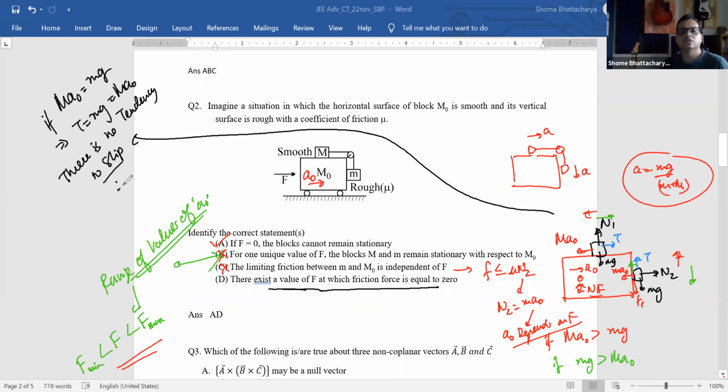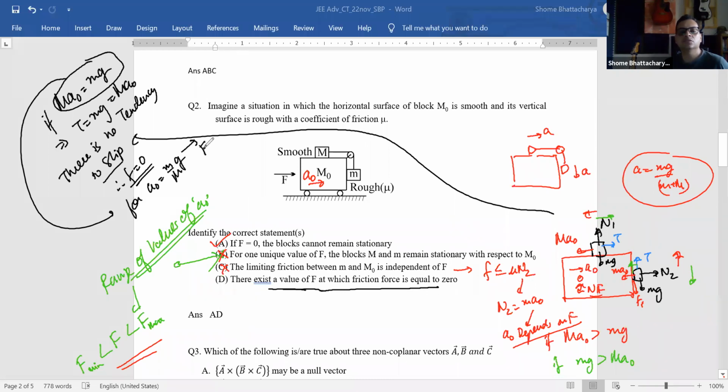So there won't be any friction. But that will happen for a unique value of A naught. That will happen for A naught equal to small m by capital M times g. So that is a unique value of force. It is equal to the combined mass into that value of acceleration. So that is why this option is also correct at the end of the day.